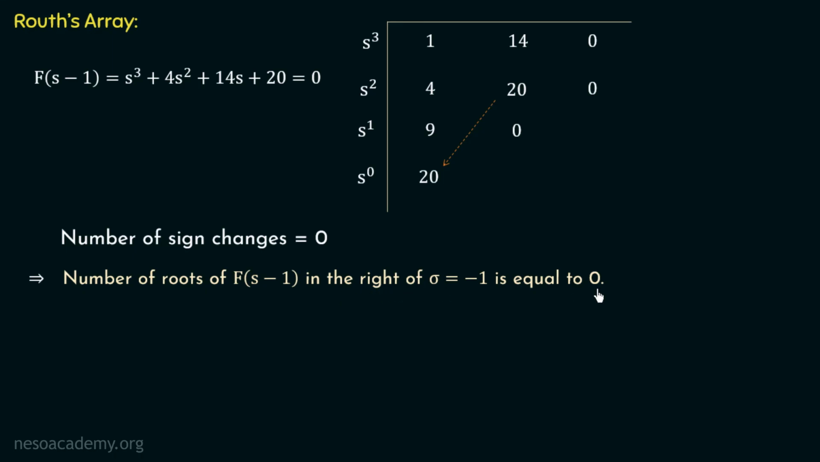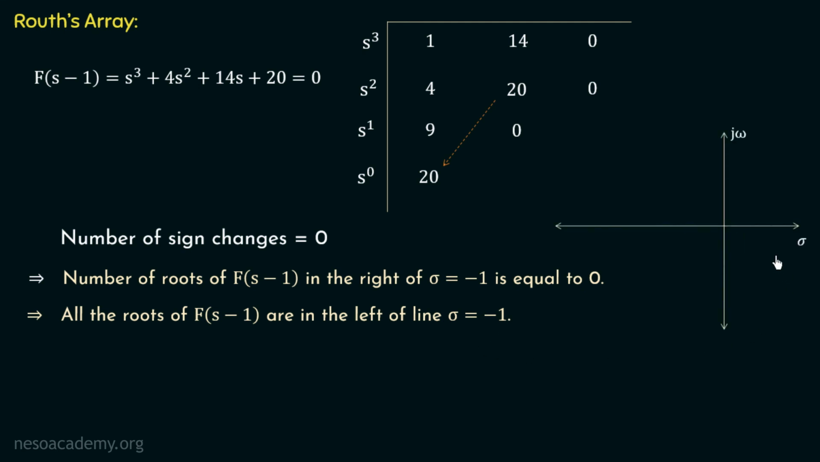So what does this mean? Yes, all the roots of f of s minus 1 are in the left of the line sigma equal to minus 1. If we try to plot all the roots of this characteristic equation, we have this line sigma equal to minus 1, and we know all the roots of this characteristic equation f of s minus 1 are lying in the left of sigma equal to minus 1. So we will have all the roots in the left of sigma equal to minus 1. And we know that the roots of the characteristic equation are the poles of the system. So all the poles of the system are lying in the left of sigma equal to minus 1.